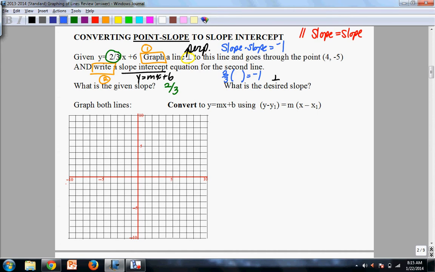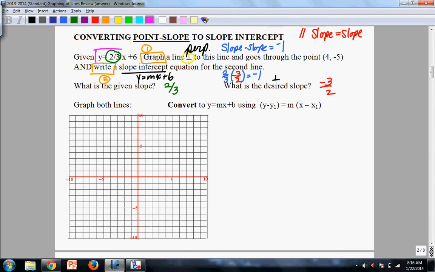You have about 10 seconds. Try to fill in that blank yourself and then ask a neighbor what they got and why. You have 10 seconds. Go. Alrighty, ask a neighbor what they got in there. Yep, you should have gotten -3/2. That's our desired slope. Okay, now we're going to graph both lines.